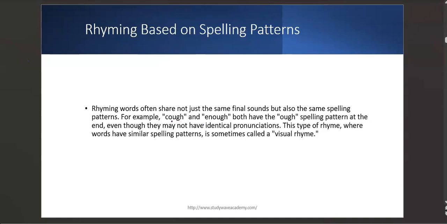It's spelled the same and it's spelled in a similar way. So they may not be pronounced the same. For example, you don't say cough and enough are the same. One is read as cough, one is read as enough. But they have some spelling that is the same. And this makes them rhyming words because they have the same spelling. So it's very, very easy to spot rhyming words, okay?